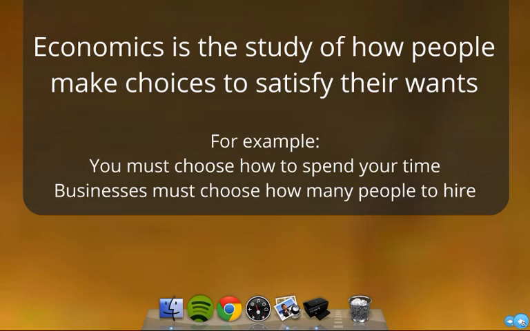Now businesses, on the other hand, need to make other economic choices. For example, they choose how many people they need to hire, and along with that goes lots of different options. They need to figure out how much they're going to pay people and how long they're going to work, and those are all things that are involved with economics as well.